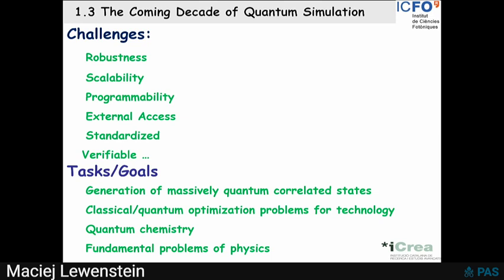One of the things also mentioned by Emmanuel is that these devices can serve for generation and control of massively quantum correlated states, entangled, and so on. And of course, the tasks and goals will probably change their importance in the next 10 years. Classical and quantum optimization become relevant for technology, and will become the most relevant. Quantum chemistry probably in second place. Fundamental physics will remain on the podium, but of course, the public interested in fundamental problems of physics is much smaller than for the other two tasks.